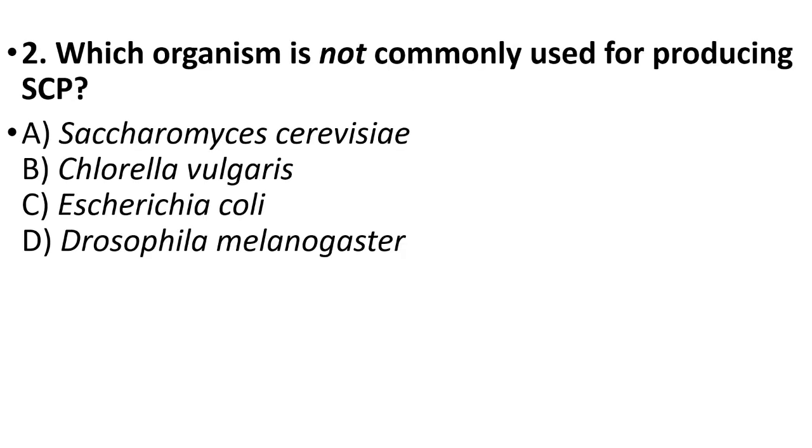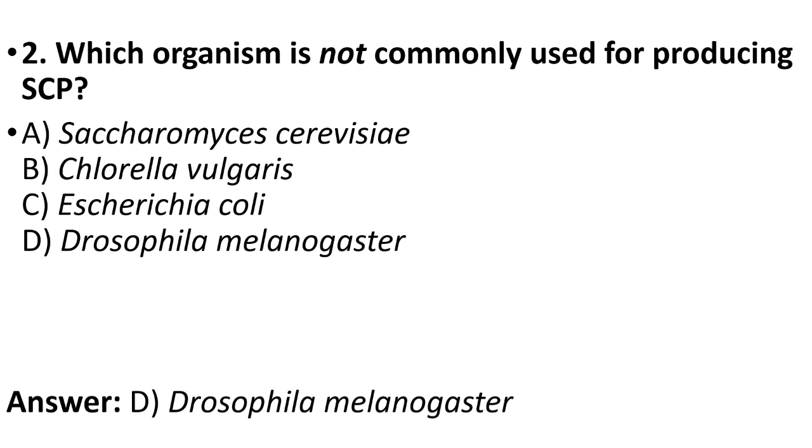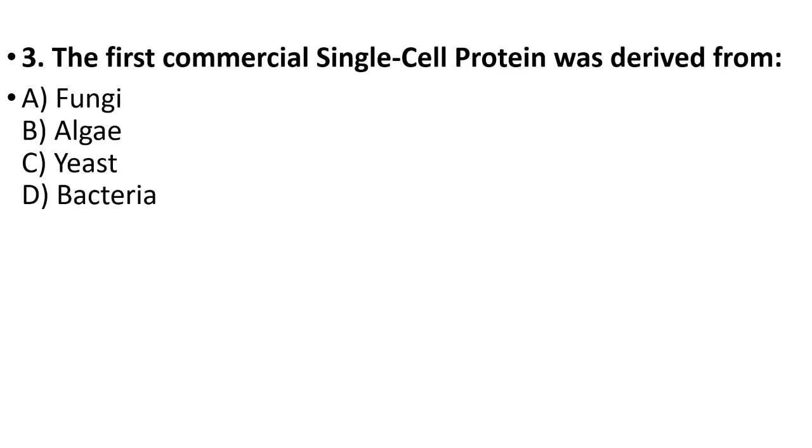Second question, which organism is not commonly used for producing SCP? Saccharomyces cerevisiae, Chlorella vulgaris, Escherichia coli, Drosophila melanogaster. You can omit 3 of these choices and the answer is D, Drosophila melanogaster. Third question, the first commercial single cell protein was derived from fungi, algae, yeast, bacteria. You can omit A, B and D. Here answer is option C, yeast.